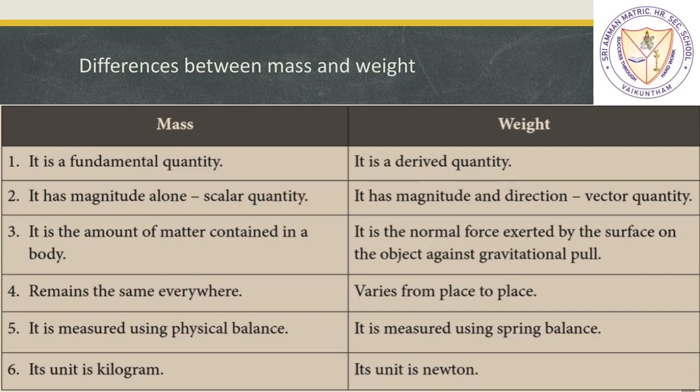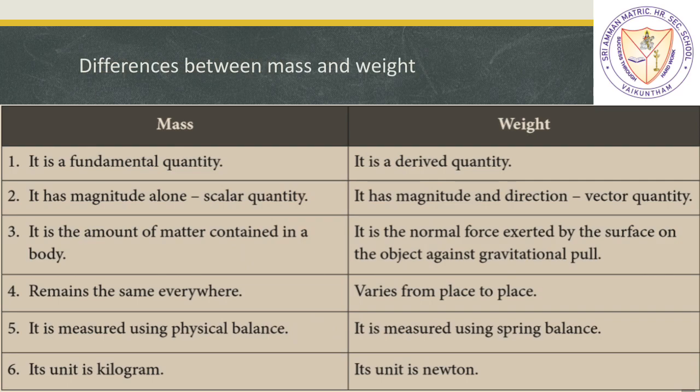Then moving on to the fourth one. The mass remains the same everywhere, but the weight varies from place to place. This we have discussed in detail. Mass is measured using a physical balance. Weight is measured using a spring balance. More about this we will be seeing in the coming classes. For now, you just read it as mass is measured using a physical balance and weight is measured using a spring balance. More about it we will discuss further. The SI unit of mass is kilogram, whereas the unit of weight is Newton.